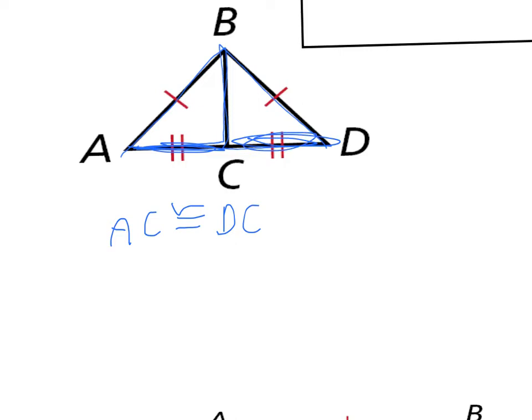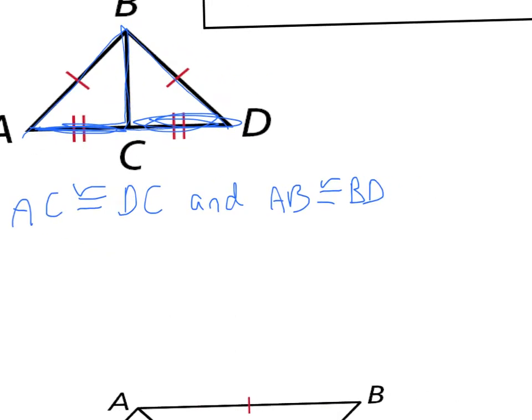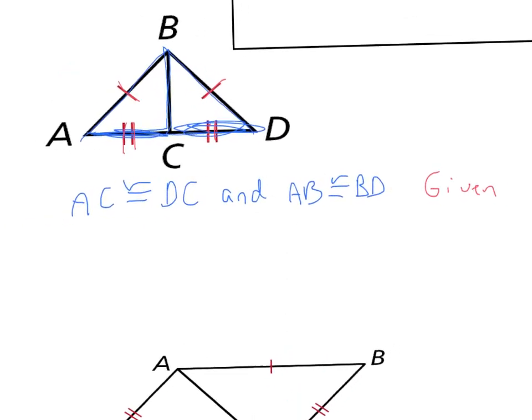Okay, and we also know that AB is congruent to BD. Okay, we can say all this because it's information that's been given to us. We can see it by our tick marks on here. Okay, so since we have those, we know all this information was given to us. It's nothing that we had to know.